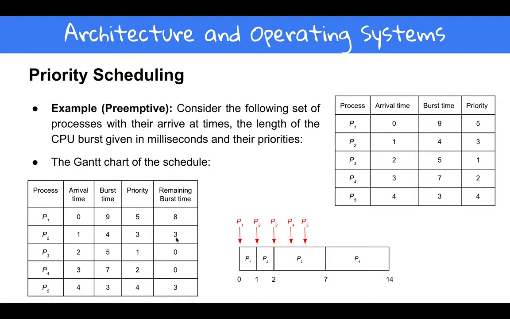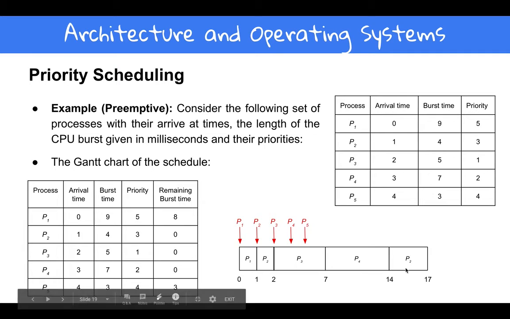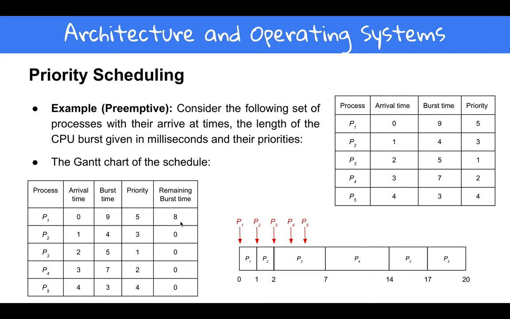P2. P2 gets that and you should run it for 3 milliseconds, sorry. So there you go, 14 till 17. Next one. Look at the priority between these two. 4 and 5, definitely P5. P5 for 3 milliseconds, remaining is 0. The last one is P1, which the priority is 5 for 8 milliseconds.